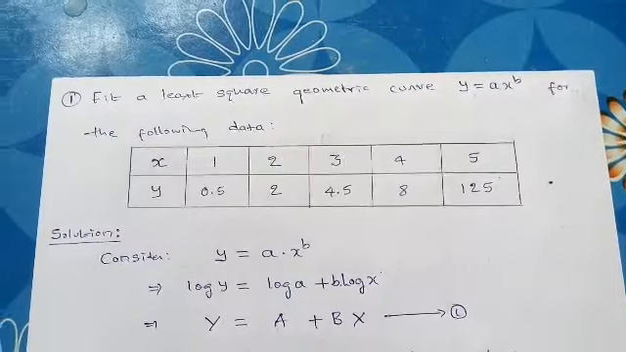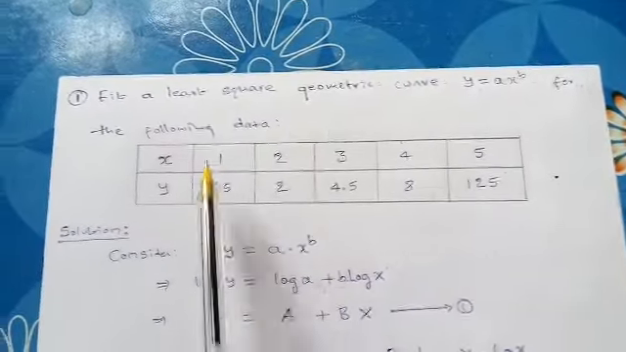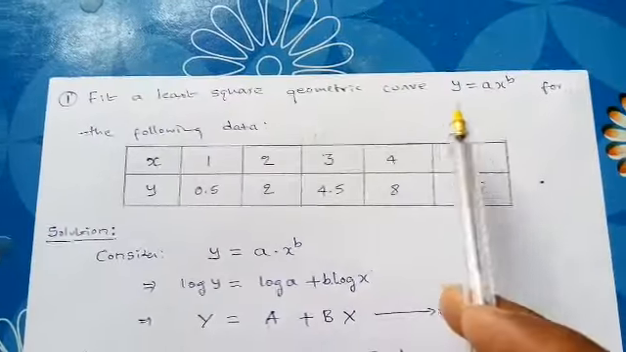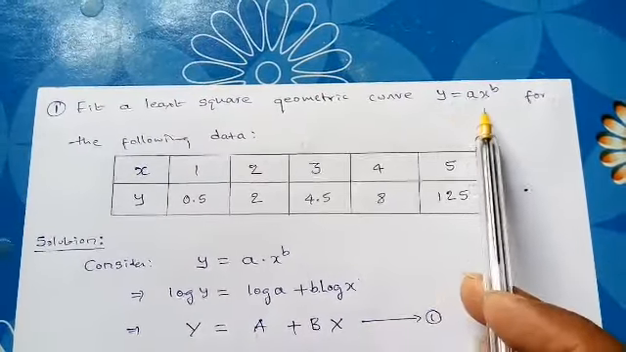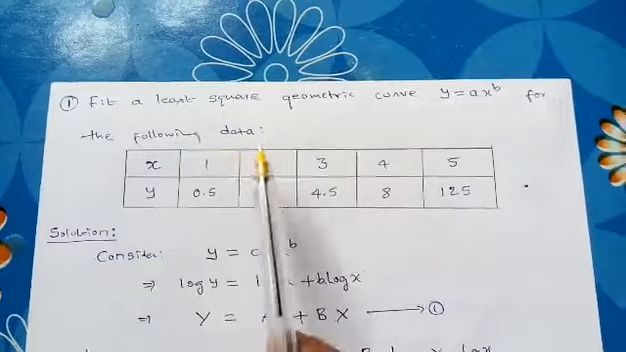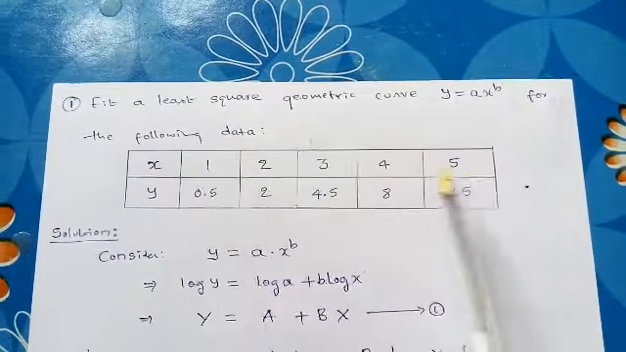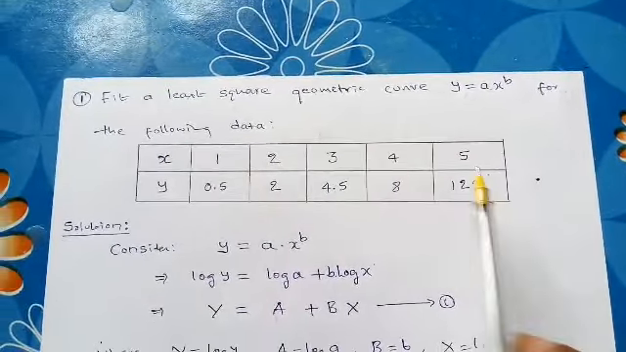Let's see one problem on this concept. Fit a least square geometric curve of the form y equals a into x power b for the following data. Here this is the table of data given.